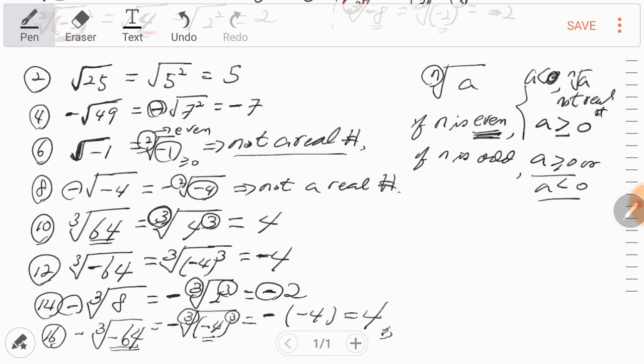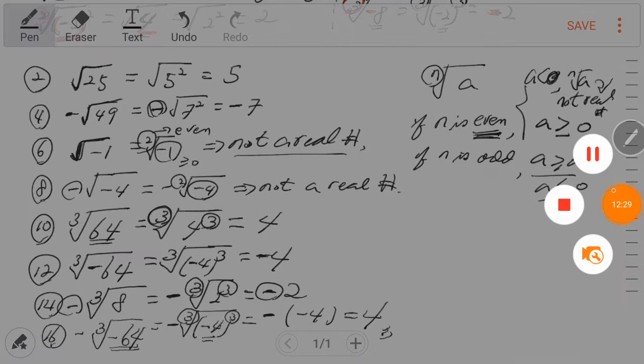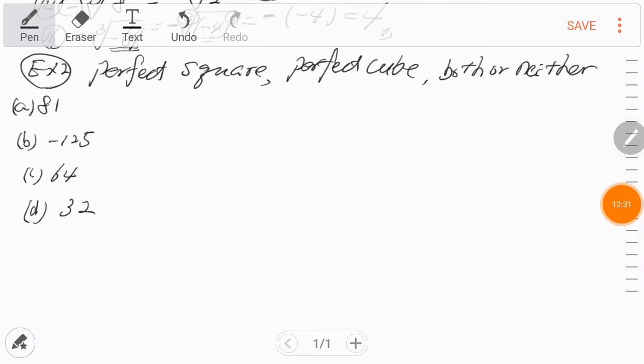Not a real number. Okay, this is not a real number. Okay, in this example, let's check whether each number is a perfect square, perfect cube, both, or neither. 81 is 9 squared, so this is a perfect square. Negative 125 is negative 5 cubed, so this is a perfect cube.